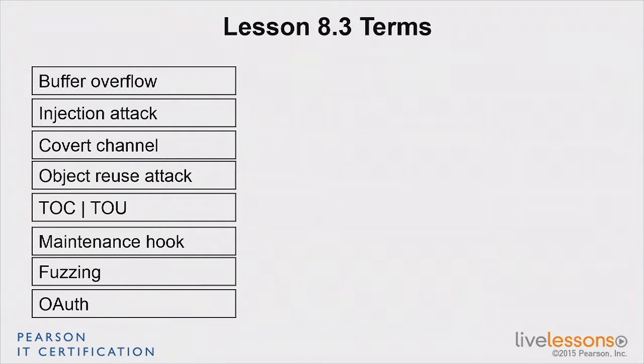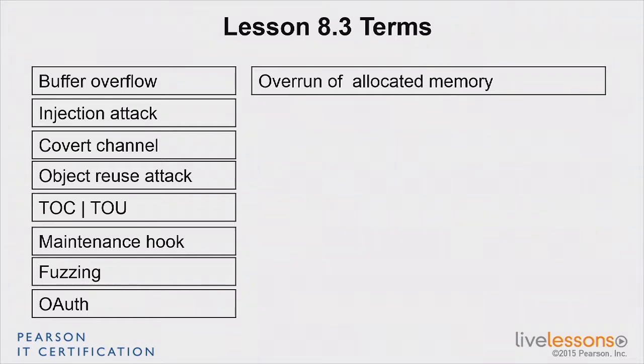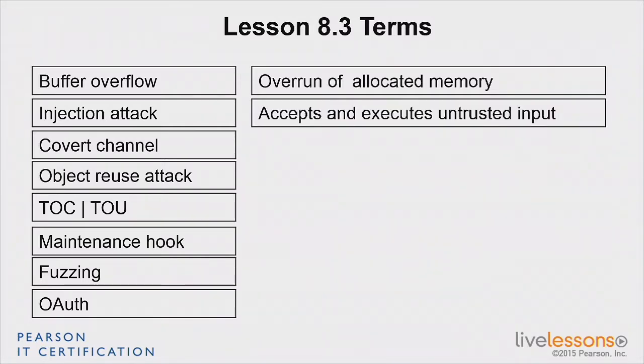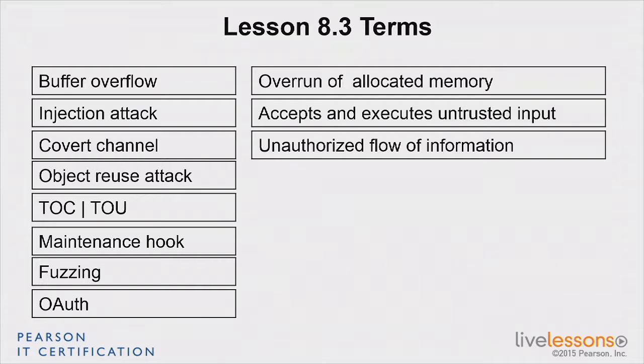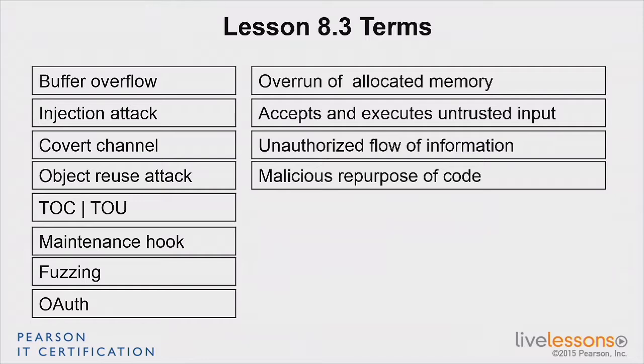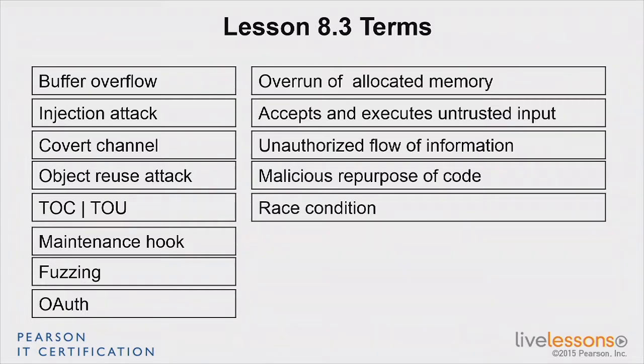All right, let's look through our Lesson 8.3 terms. A buffer overflow is overrun of allocated memory. Remember, buffer equals memory. An injection attack is when the processor accepts and executes untrusted input. A covert channel is an unauthorized flow of information. An object reuse attack is malicious repurpose of code. A TOC, TOU, stands for time of check, time of use. That's a race condition. Think of it as a race between the time something's checked and the time something's used.